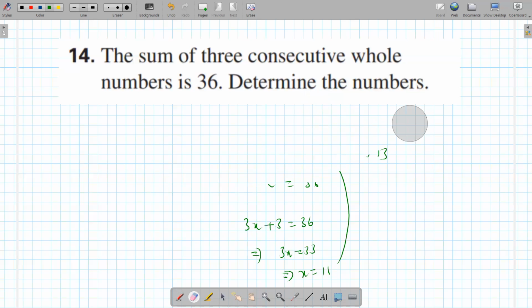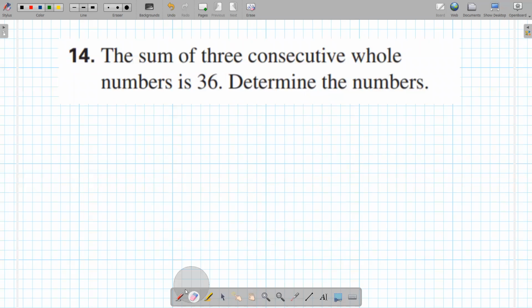Now, what about this? What if I throw another curveball? Instead of saying 3 consecutive whole numbers, what if I told you 3 consecutive even numbers is 36?